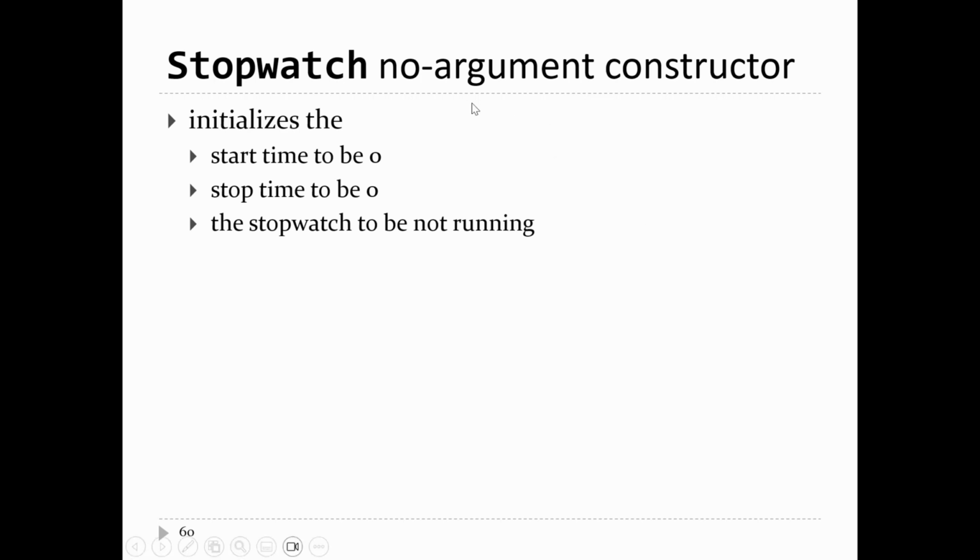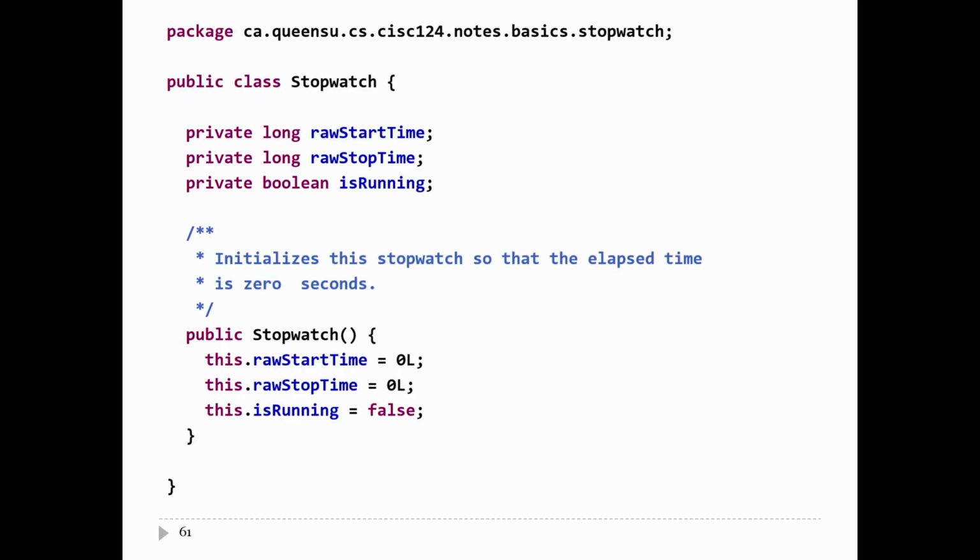Okay, so our stopwatch, just quickly to remind you, represents a physical stopwatch, where it has a start and a stop button. And remember that we keep track of the start time, the stop time, and whether or not the watch is running. So it's going to be all the same sort of thing. So here's our stopwatch class. We've got 3 fields. There's our constructor.